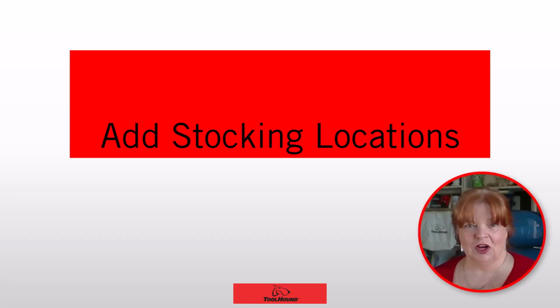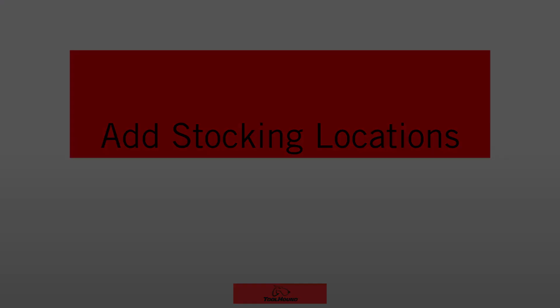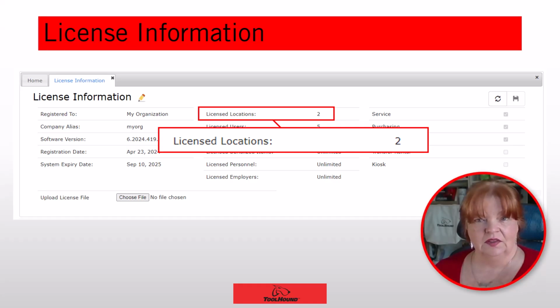Let's look at adding stocking locations. ToolHound is licensed by number of named users and stocking locations. You can view this information on the license information page under Utilities. If you're interested in adding additional stocking points, you can contact your account manager.